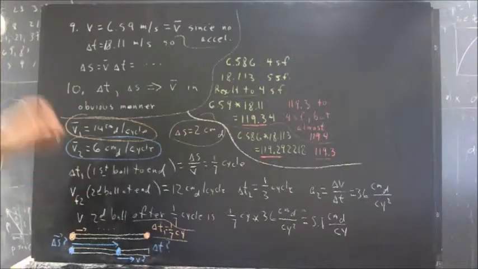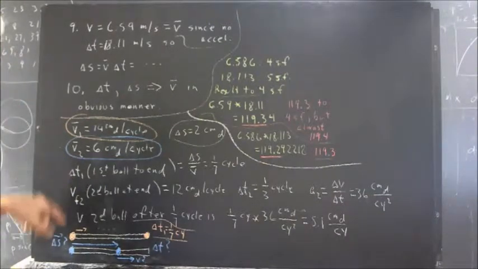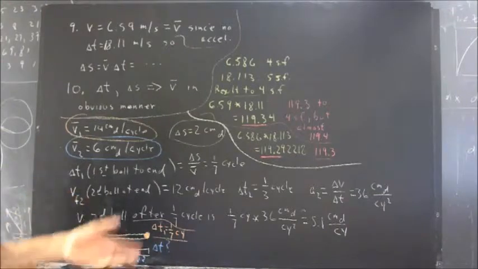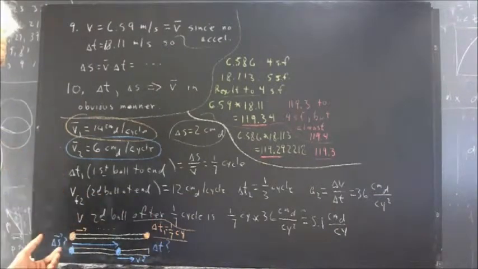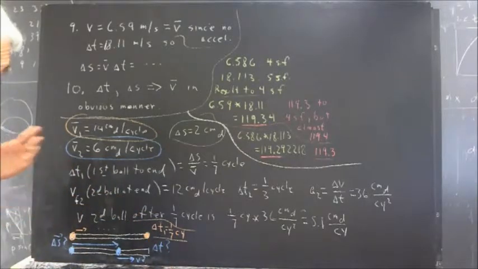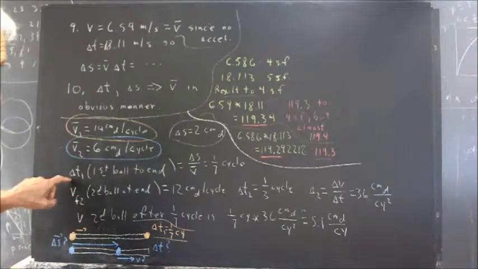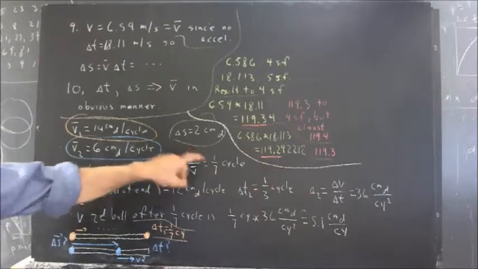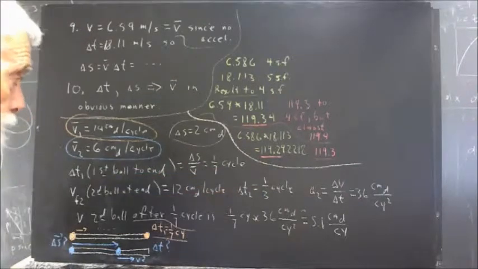Okay. We find the time of the first ball to the end. That's really easy to find. It's something that if you don't know what else to do, you're going to find. And then you're going to go back and read the problem and see if that helps you get a handle on anything. So we can easily find the time of the first ball to the end, which is going to be 1/7 of a cycle.